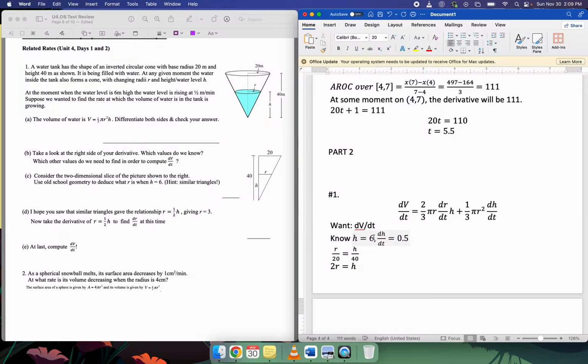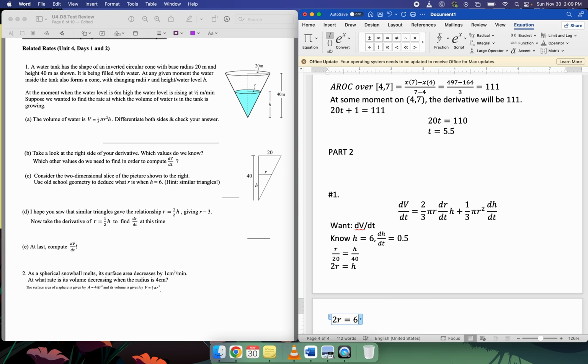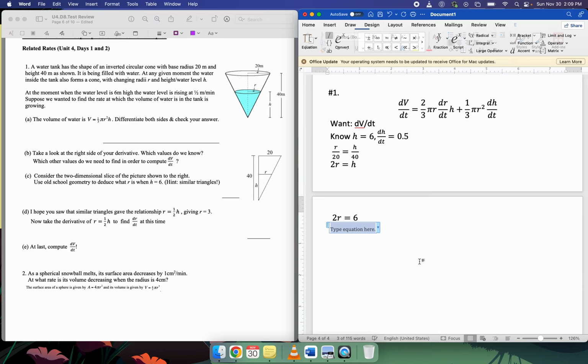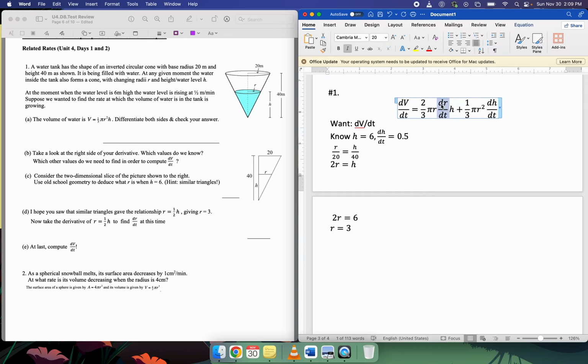Right away, since h is equal to 6, you can use this equation to find r. So 2r is equal to 6, which means that r is equal to 3. So that's cool. Now we know what r is, but what about dr/dt? dr/dt appears in this equation and we don't know what that is.